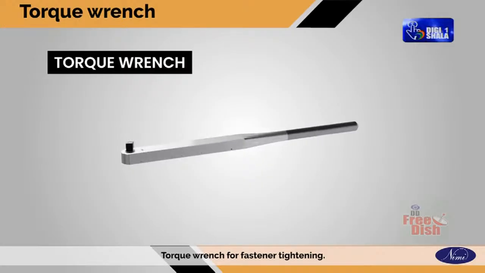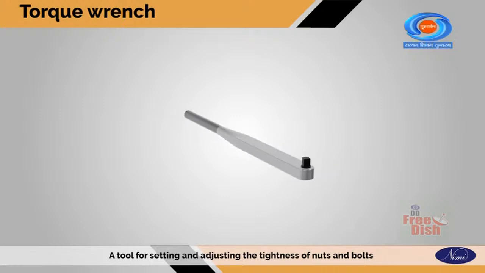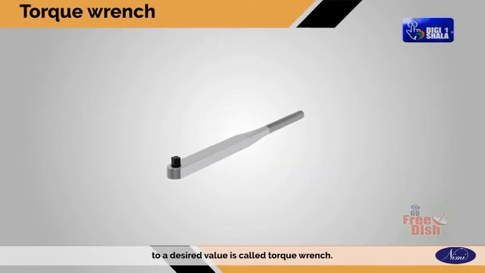Torque wrench for fastener tightening. A tool for setting and adjusting the tightness of nuts and bolts to a desired value is called a torque wrench.